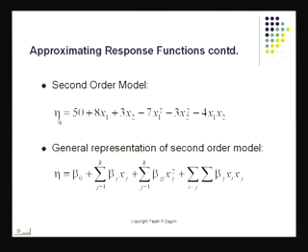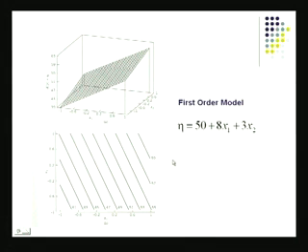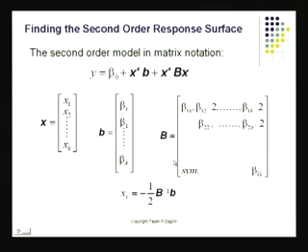Eta, which let's say I'll call the yield, equals 50 plus 8 times temperature, plus 3 times time, minus 7 times the square of temperature, minus 3 times the square of time, minus 4 times temperature times time. That's going to be my response model. It's a second order model because we've got these terms there. The general representation of a second order model is going to be something like this. Now notice, this is not as simple as the earlier ones, but I could really optimize that once I knew what it was. This is going to be more involved.